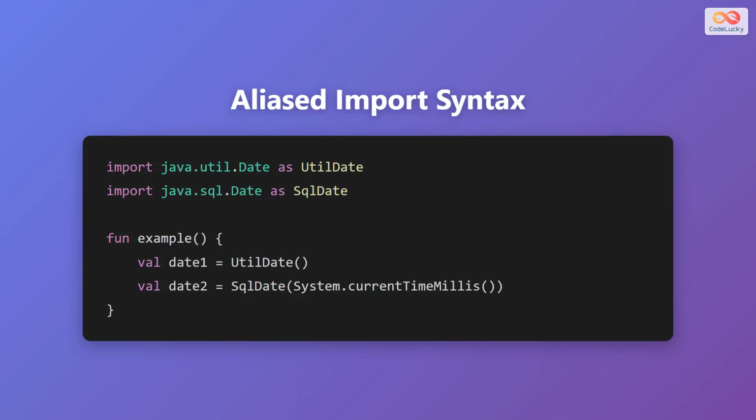Here's a real-world example of aliased imports. Both java.util and java.sql packages contain a class named date. To use both in the same file, we import java.util.date as utildate and java.sql.date as sqldate. Now we can create instances of both date classes without any naming conflicts. This technique is essential for writing clean, maintainable Kotlin code.